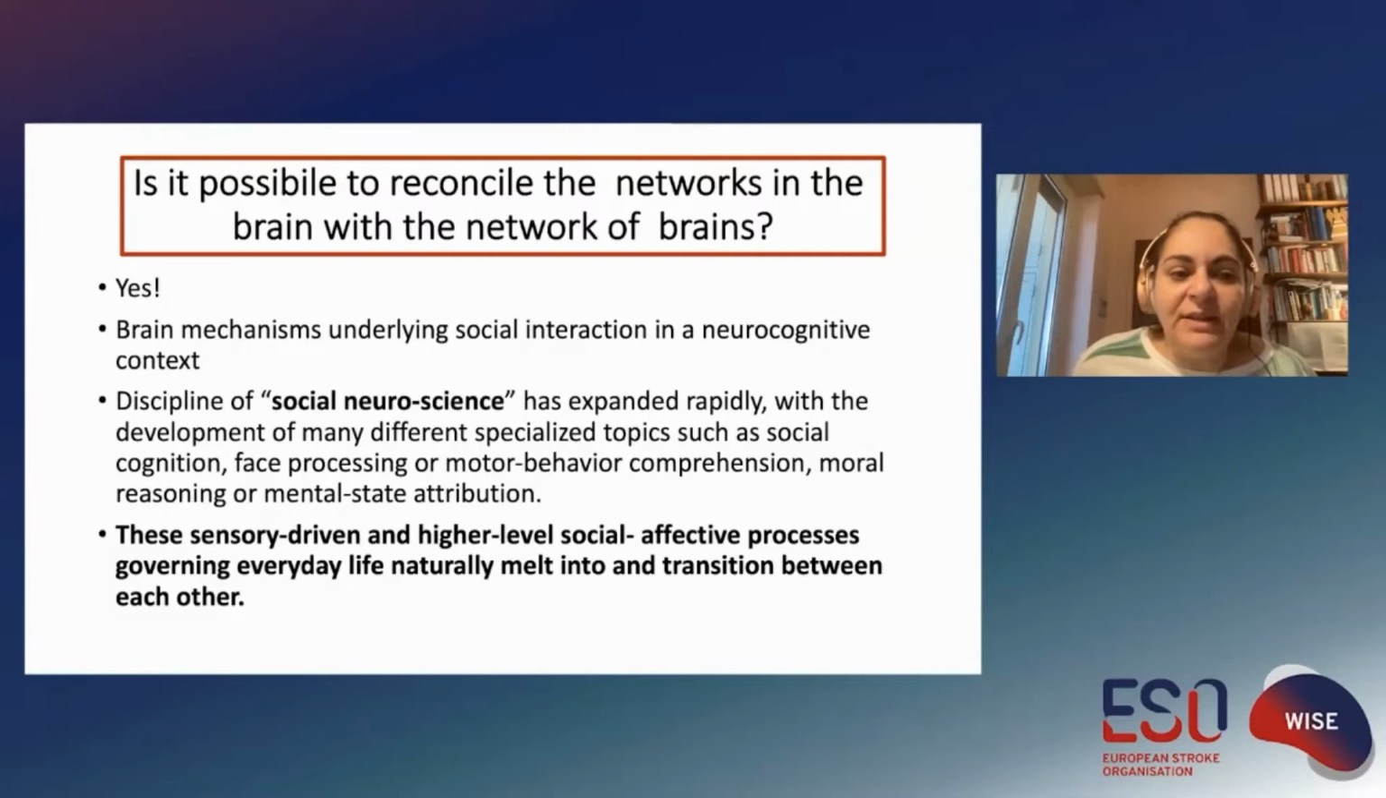underlying social interaction. The discipline of social neuroscience has expanded rapidly, and it's possible now to study specialized topics such as face processing, motor behavior comprehension, but also reasoning and mental state attribution. And these sensory-driven and higher level social affective processes that govern everyday life, you see, naturally melt into and transition between each other.